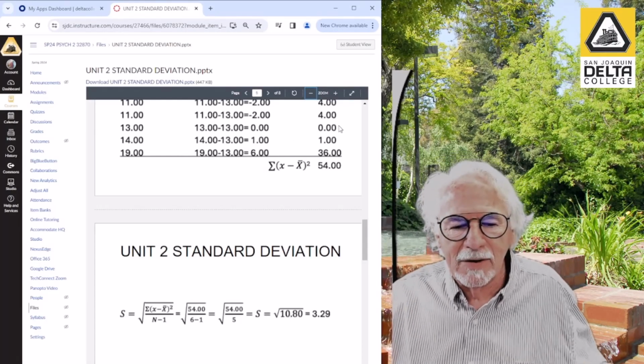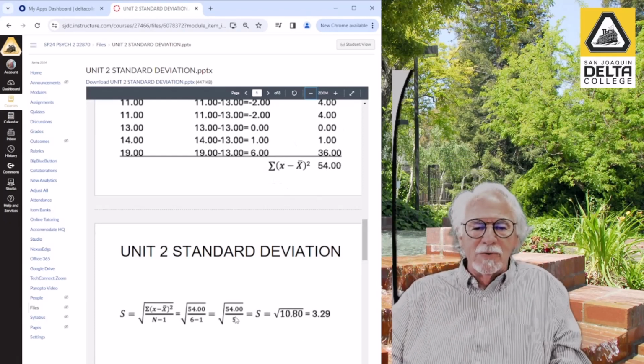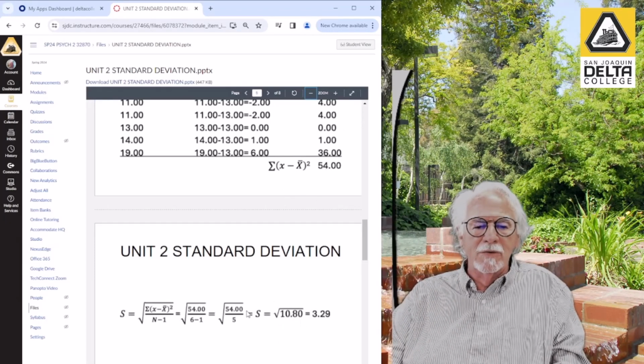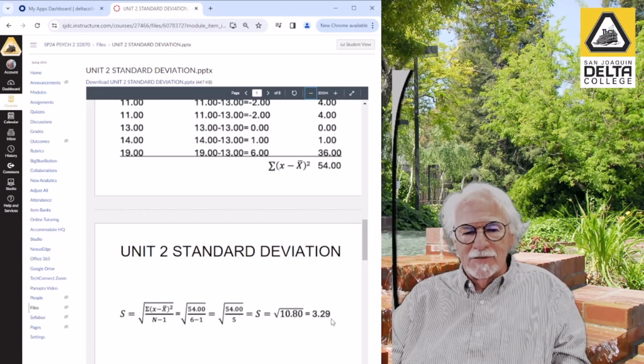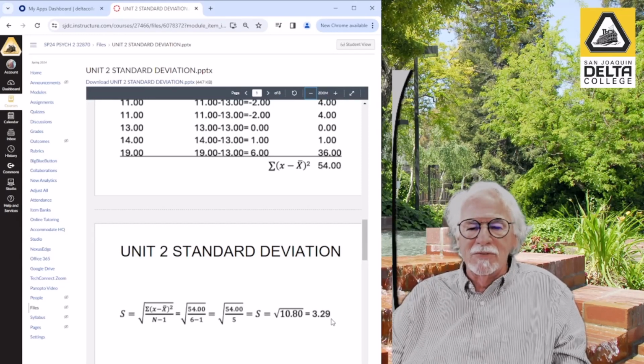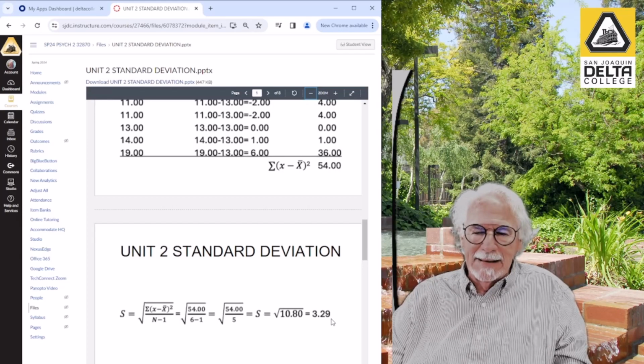But it doesn't matter, right? So s is still equal to the square root of 10.80, which is 54 divided by 5, and that square root is equal to 3.29. So in this case, our standard deviation is equal to 3.29.